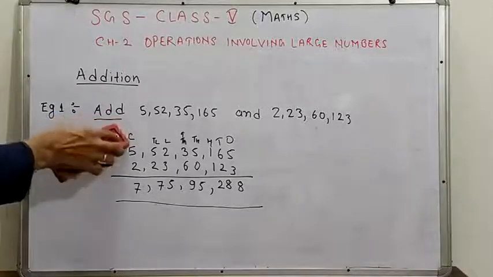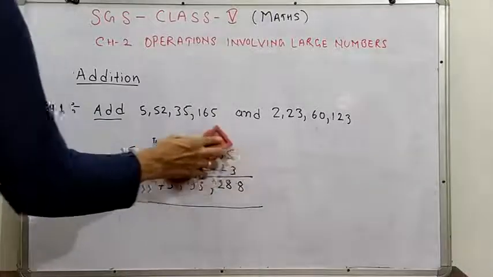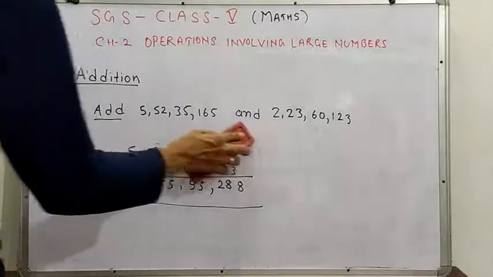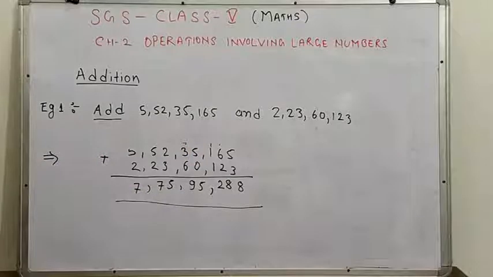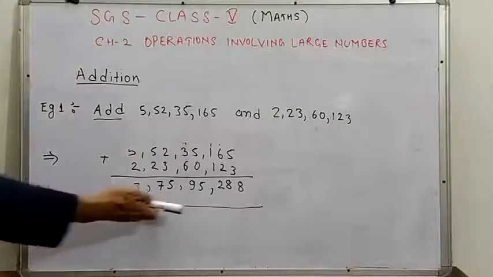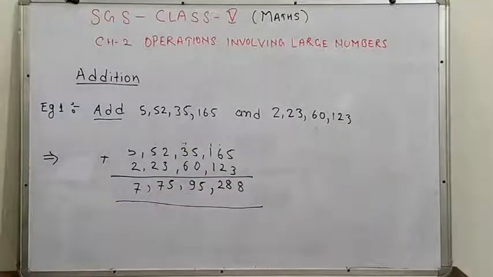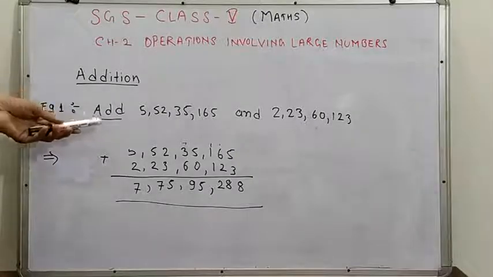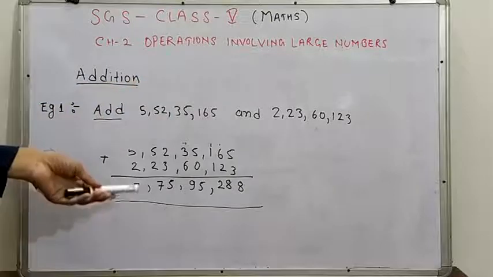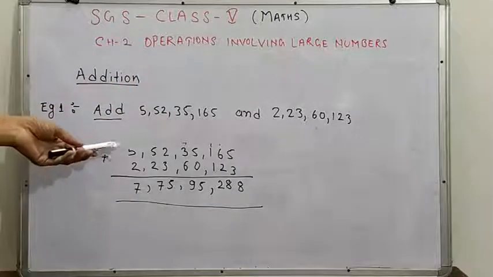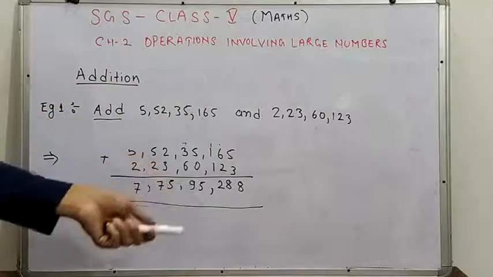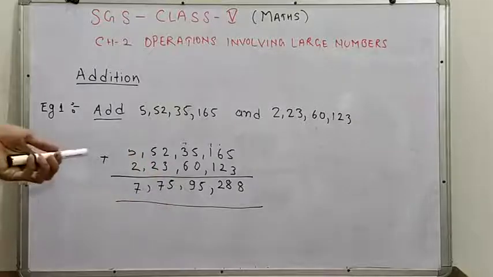So in this chapter we generally perform various types of operations on large numbers. Okay, large numbers means the digits will be greater. So if this type of problem is given, then you have to solve the given problem according to this. Okay, now we are moving on to the next type of problem, that is subtraction.